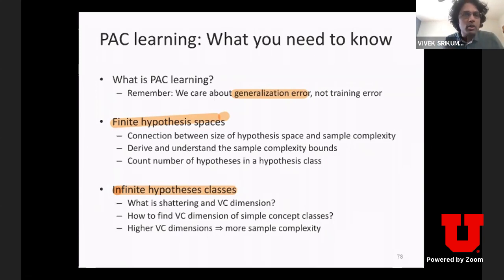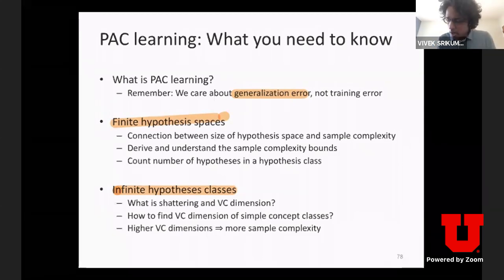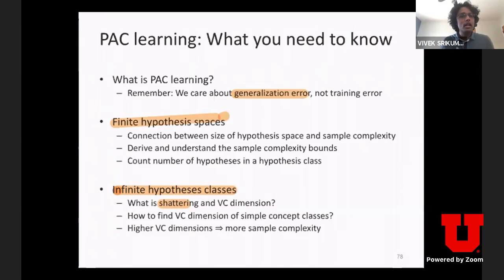Basically, you need to know how to count the size of these functions. In the case of infinite hypothesis classes, which we saw today, you need to know what shattering is and what VC dimension is, and how to find the VC dimension of simple concept classes. The key point is that a higher VC dimension leads to a larger sample complexity.